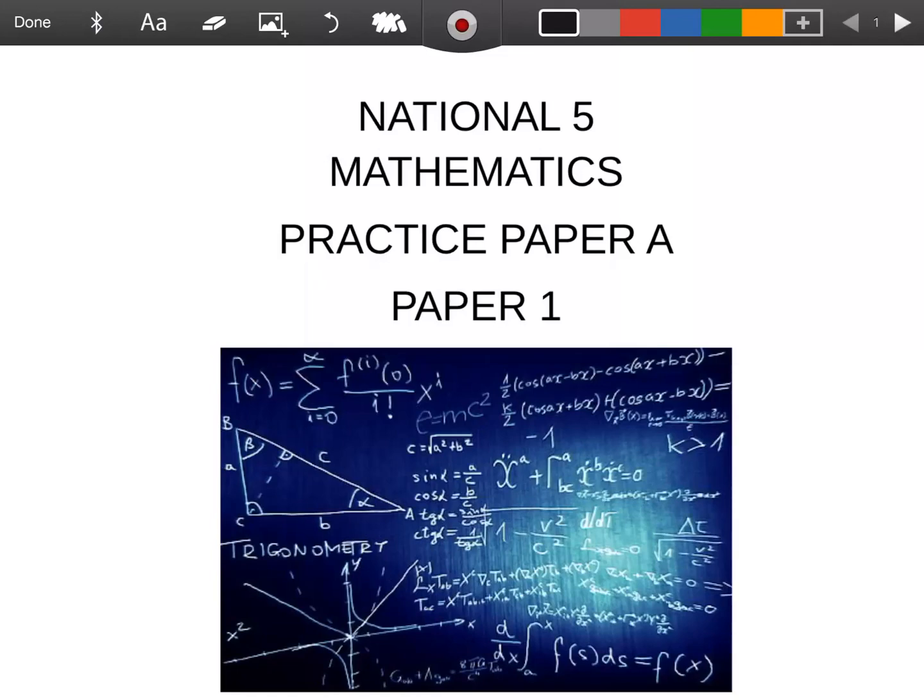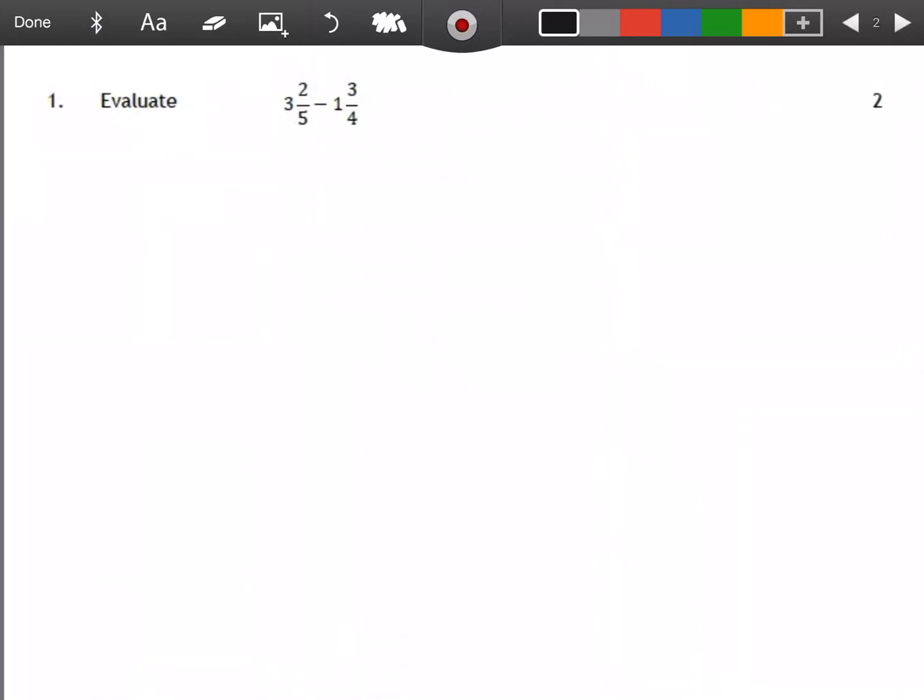Welcome to National 5 Maths Practice Paper A. This is Paper 1, so no calculator allowed. Question 1. This is a subtraction of fractions.